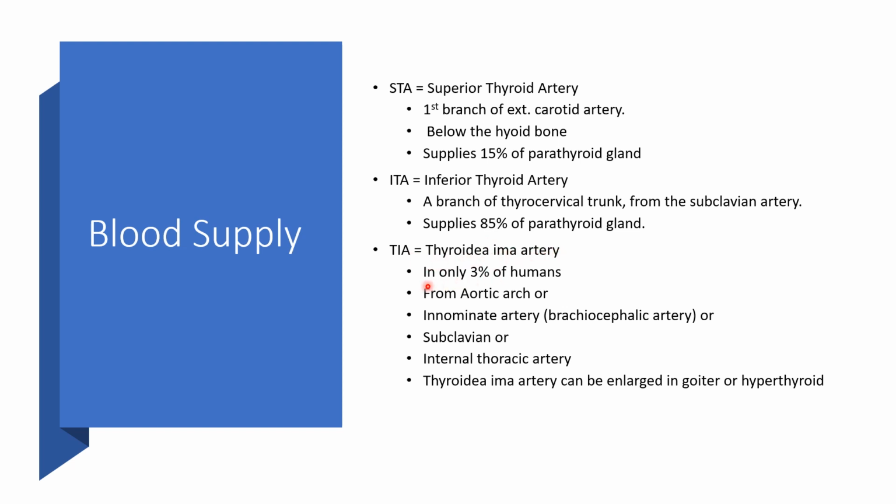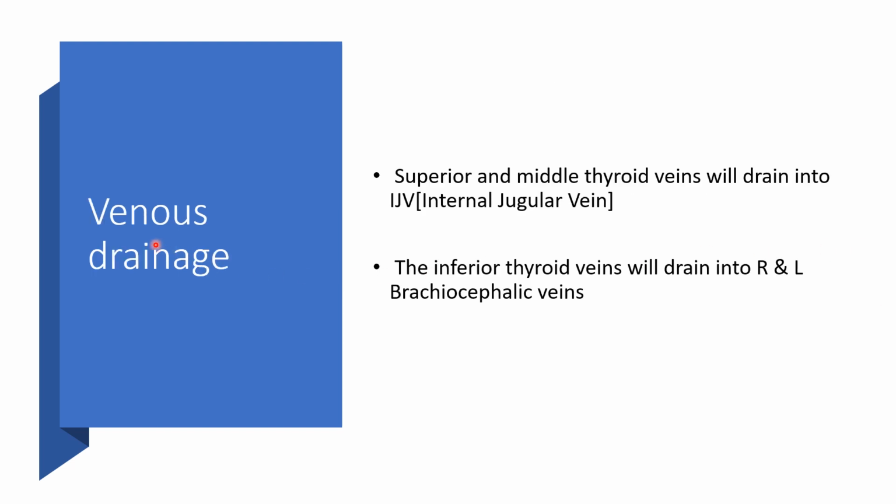The thyroid ima artery will be found in only 3% of human beings, and that will take its root from the aortic arch or brachiocephalic artery, sometimes from the subclavian or internal thoracic artery. The thyroid ima artery can be enlarged in goiter or in hypothyroidism. The venous drainage: the superior and middle thyroid veins will drain into the internal jugular vein, while the inferior thyroid veins will drain into the right and left brachiocephalic veins.